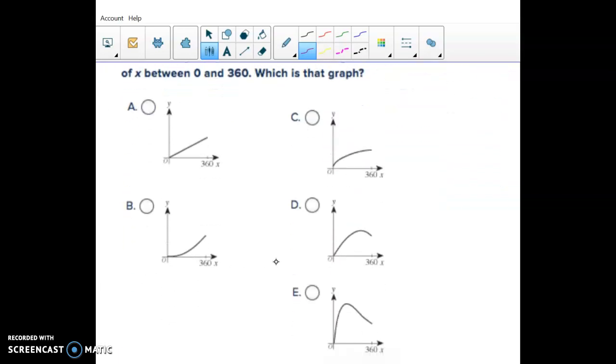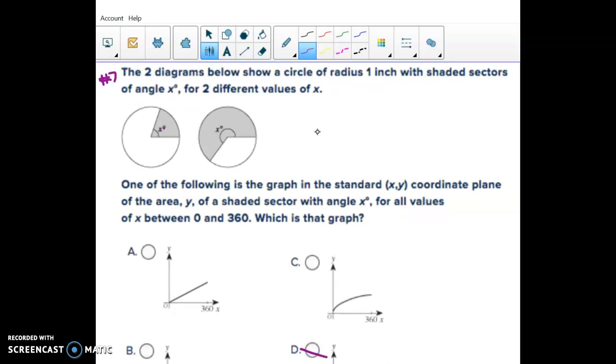All right, so basically you could rule out a couple of choices based on that, because the bigger x gets, the bigger the area should get. So these two can't be right. And then we just have to make a little bit more sense of the formula here.